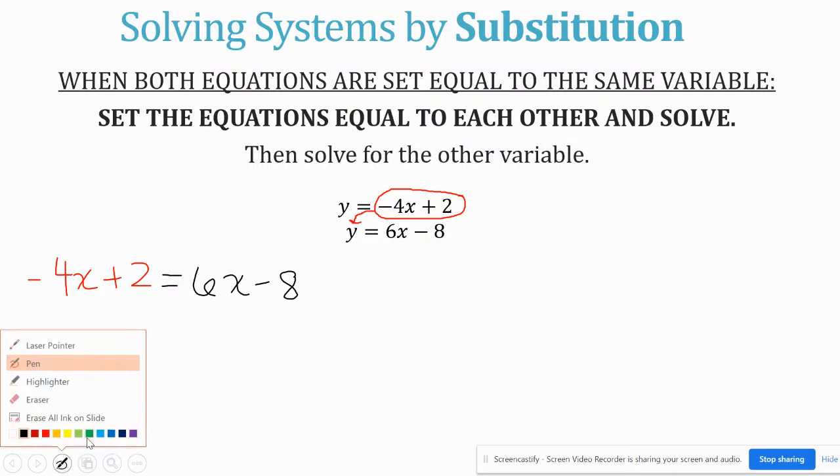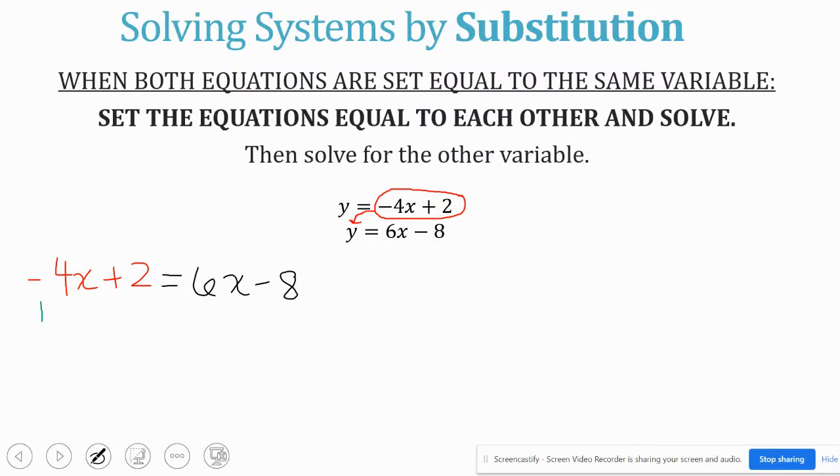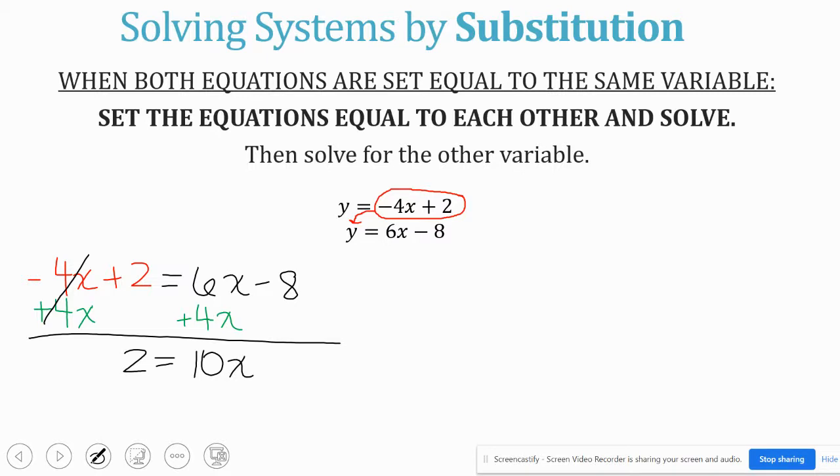There's a couple different ways you can start this. I'm going to start by moving the variable with the smaller coefficient to avoid those negatives. Make sure you line up your like terms. You don't want to add this to the negative 8. They're not like terms, so you can't combine those. That cancels. I'm going to bring down the 2. You can draw your train tracks if you want to help keep you organized. 6x plus 4x is 10x minus 8. Keep solving. I'm going to add 8 to both sides.